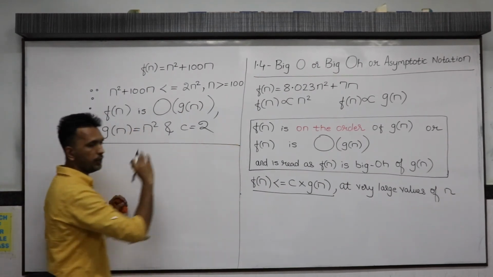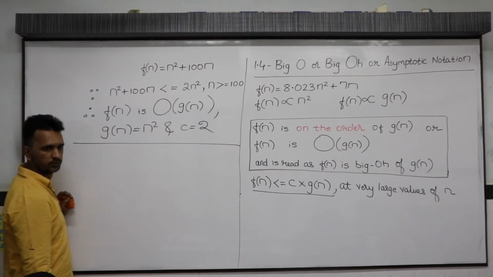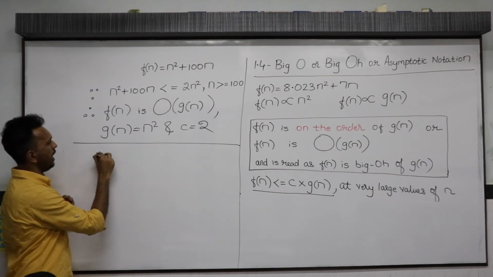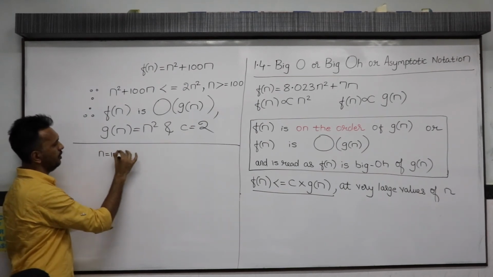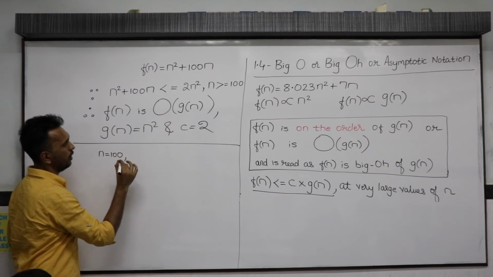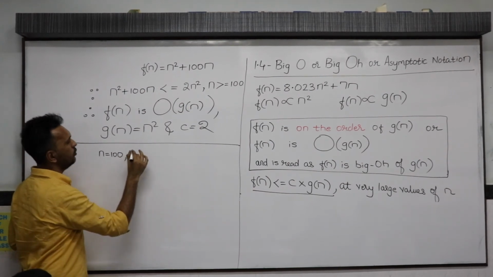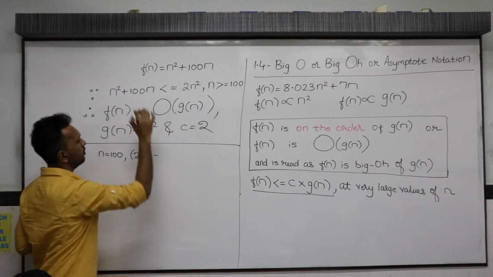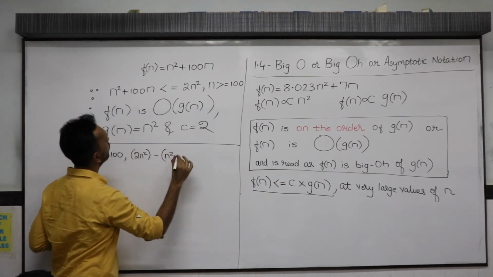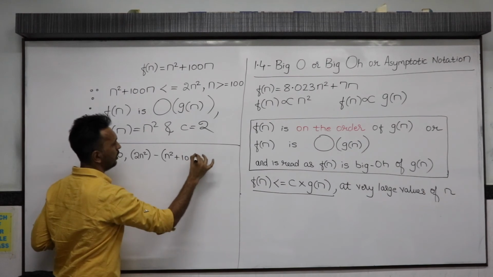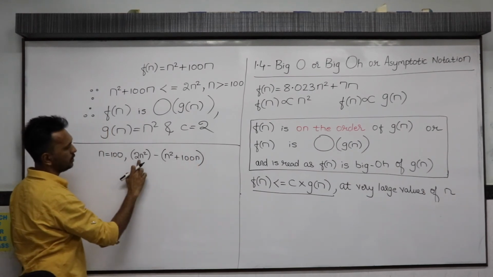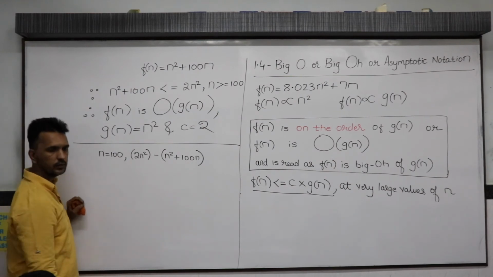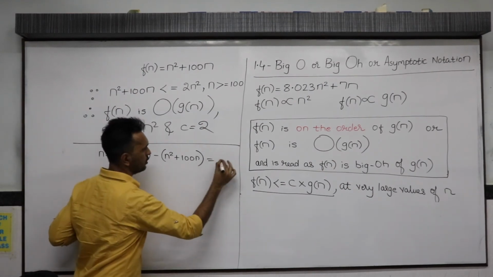Now this is done. Again we will be talking mathematics, be attentive. Now let's say n is equal to 100. When n is equal to 100, what is the value of 2n square minus n square plus 100n? That means RHS minus LHS is how much for n equal to 100? 0. So I write 0.